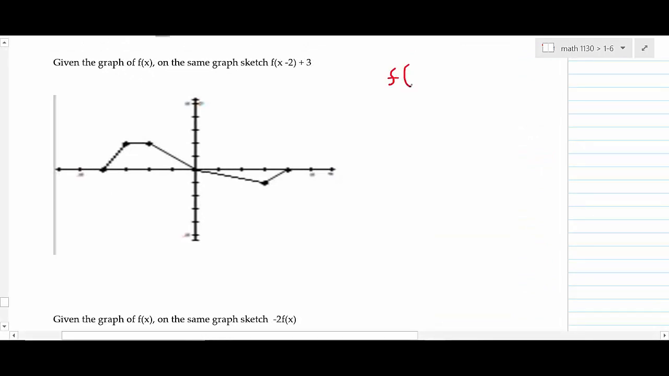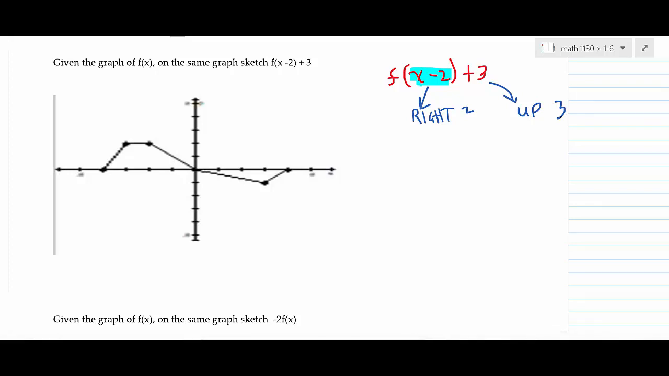So we have f of x minus 2 plus 3. Now, this part right here is inside the function. What does that do to the graph? Right, right 2. It's inside. It looks different to you because it's saying f of something. Okay? What does this part do? That's outside the function, so what does the plus 3 do? Up 3. Okay? Now, you have to do the order of this. Remember, the last thing you always do is the up, down step. You have to do that after the other, because it's order of operations.